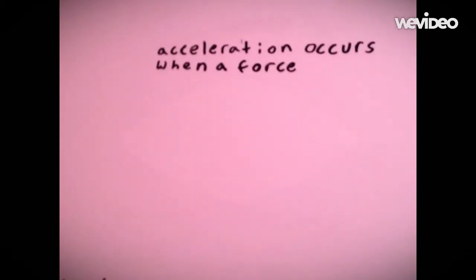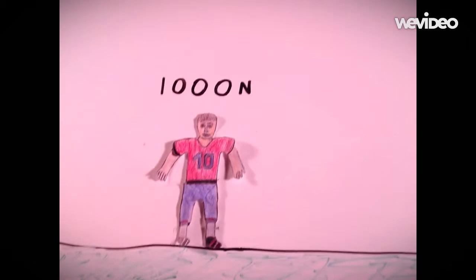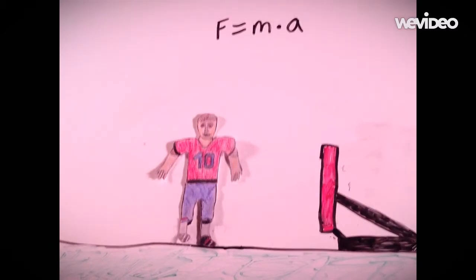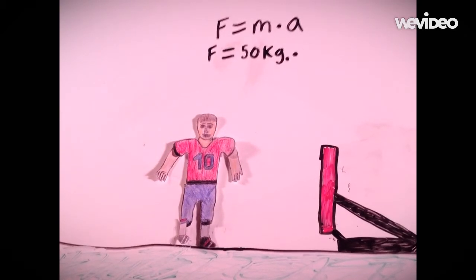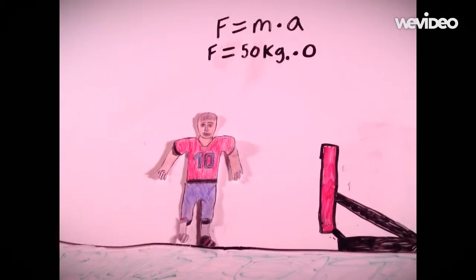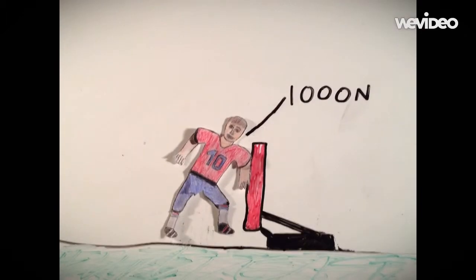Now let's talk about Newton's second law. Acceleration occurs when a force acts upon a mass. This means that if Jeff approaches the beanbag with 1,000 newtons of force, and the beanbag, we can figure out, only generates 0 newtons of force, we can determine that Jeff will be able to accelerate the beanbag.